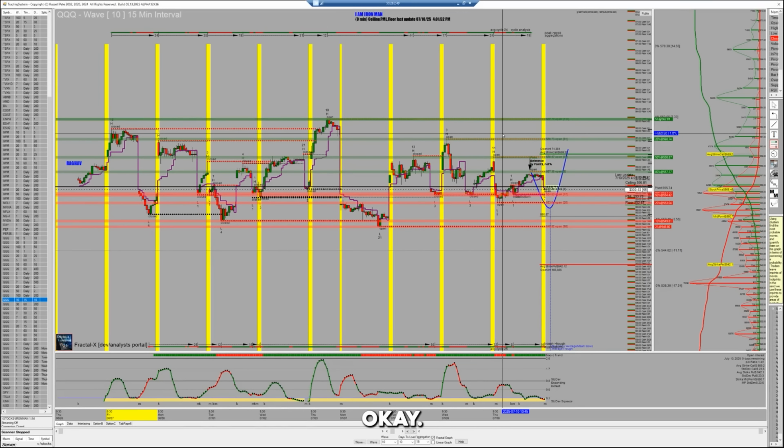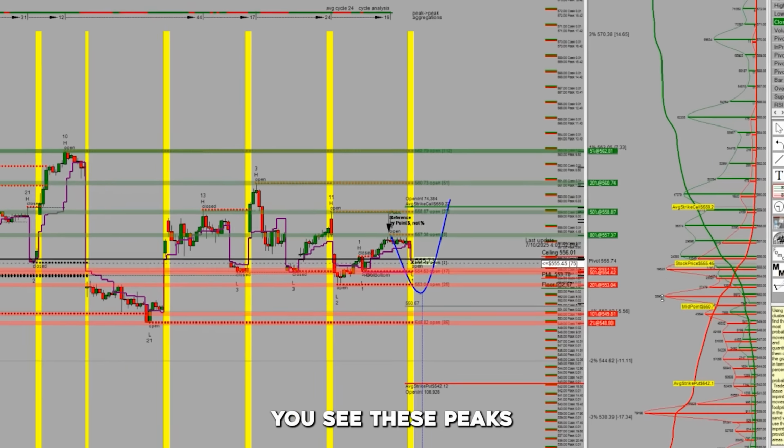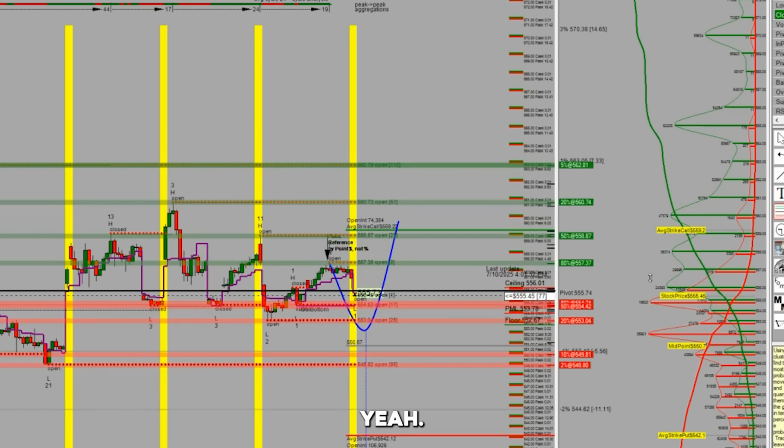Okay, so you see these peaks right here. I'm gonna use the word peaks here, but I'm gonna change it pretty soon. You see these peaks right here? So the green ones, the green strikes right here, are the walls, the call walls.